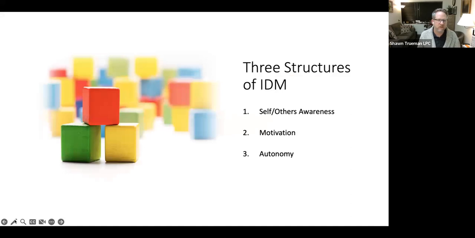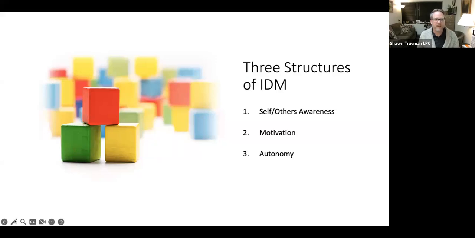So the 3 structures then are the structure of self-other awareness, and this is both cognitive and affective. So this is evaluating the thought processes of the self and the clients, as well as being able to attune to one's own emotional changes through the sessions. There's the area of the structure of motivation. How motivated is your supervisee in interest to grow and expand clinically? And then thirdly, autonomy. And that just simply is speaking to the area of clinician independence in their work.